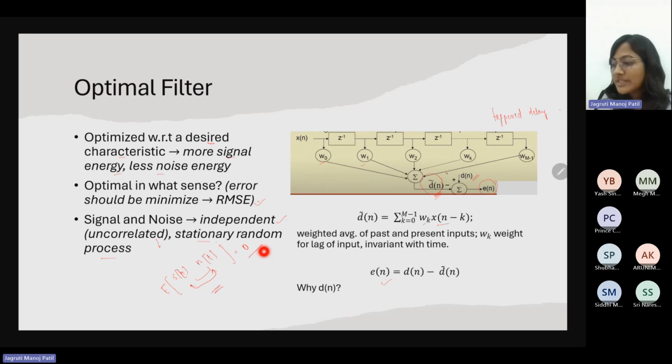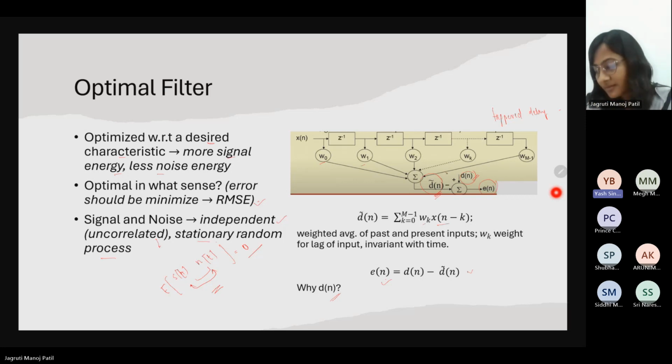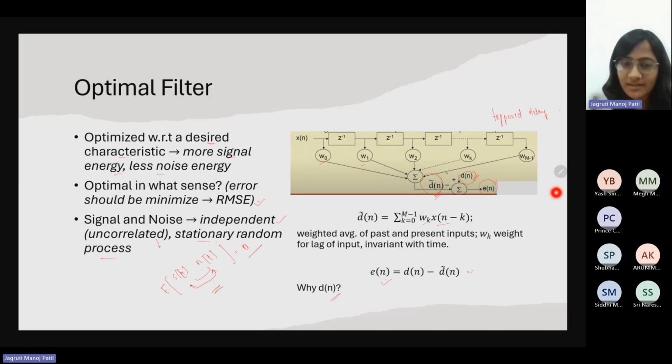Now, can some of you say why we use this d of n? It is our ideal signal by which we are comparing in order to minimize the error. Yes, that's it. Thank you.